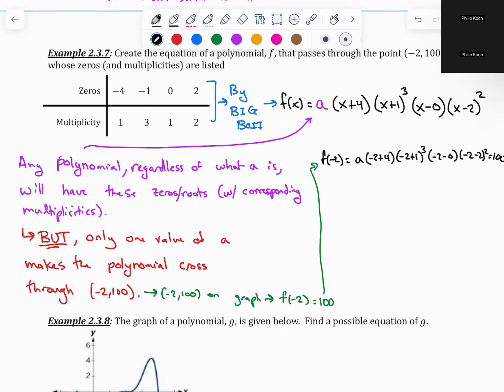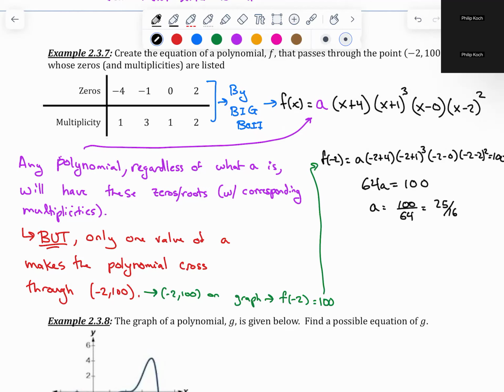And then we can compute those. -2 plus 4, that's +2, times -1 cubed, so that's -2 now, times -2, that's +4, times -4 squared, that's 16. So 4 times 16 is 64. Yeah, 64a equals 100. And that means that a is equal to 100 divided by 64, but there's a common factor of 4, so it becomes 25/16. So that's our a value.